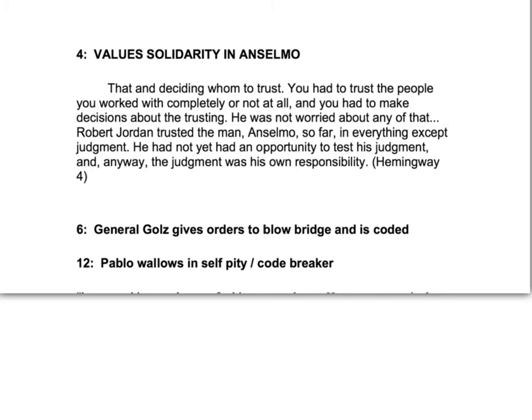Well, we learned some background about Maria, who Pilar has taken under her wing. Maria has been raped by the fascists. Robert Jordan falls in love with her. Their love is very intense, only lasts for 3.5 days. But nonetheless, he feels that he loves her completely, and she feels the same way.